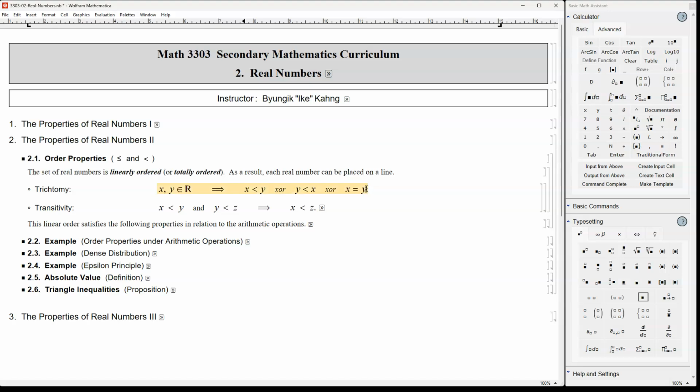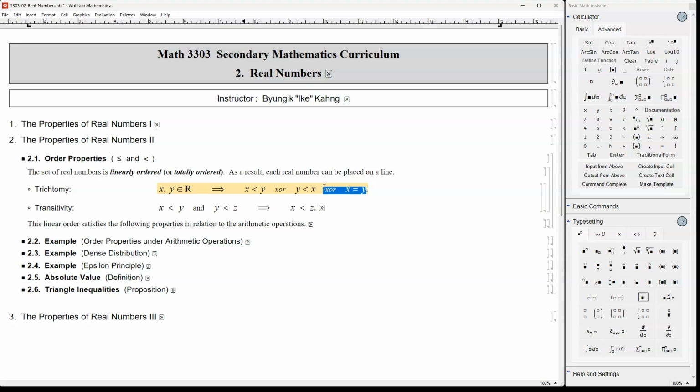First, a trichotomy. Given a pair of real numbers x and y, one and only one of these three will hold: x is less than y, y is less than x, or x and y are the same. So these "or"s are actually not exactly "or", but exclusive or, simply XOR. So we call it trichotomy.